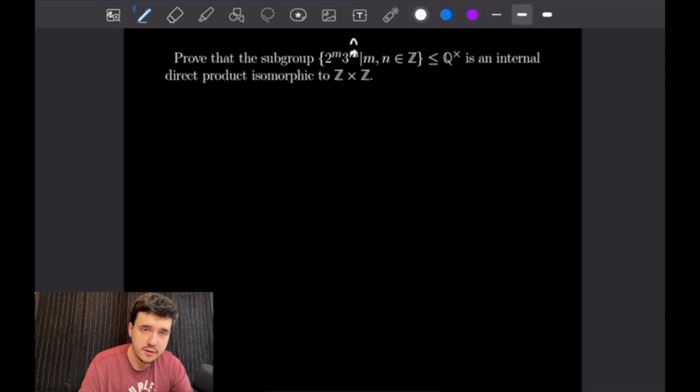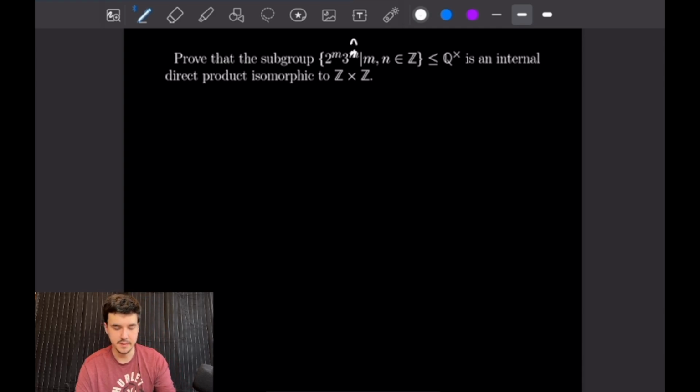Great. So let's go ahead and start this problem by proving that it is an internal direct product, and then we can show that it's isomorphic to the integers cross the integers. So if you recall, the things we want to prove that something is an internal direct product are that it is the product of two subgroups and that the intersection of those two subgroups is equal to just the identity element. So that gives us two things to show here.